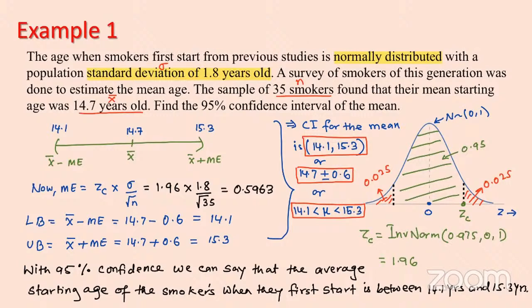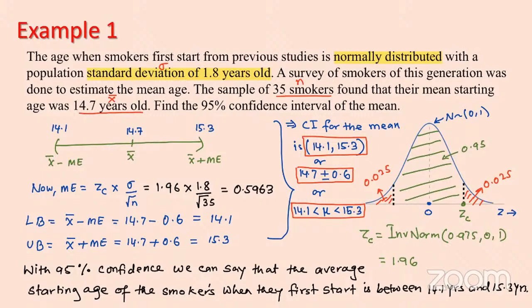So you can clearly see in this first example, what we did is we looked at the case where the population standard deviation was given. Remember, when the population standard deviation is given, the distribution is a standard normal distribution. That's why, while calculating the margin of error, we use Z critical: Z critical times sigma over square root of n.